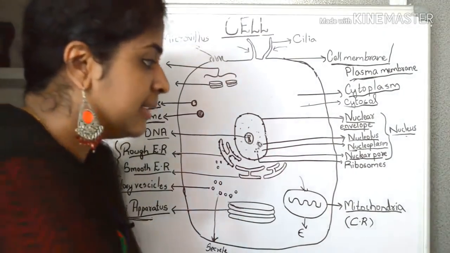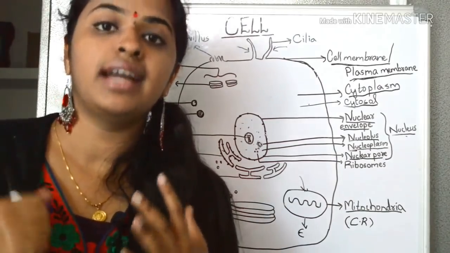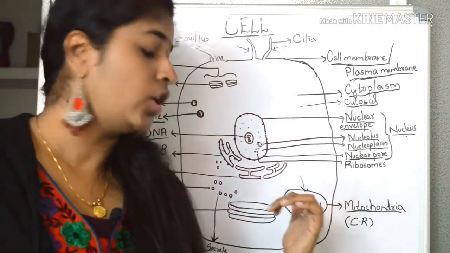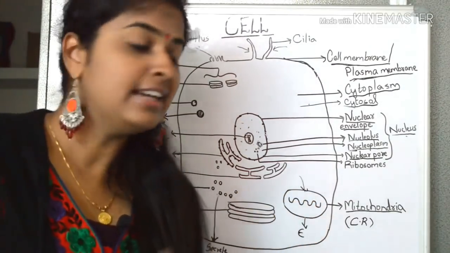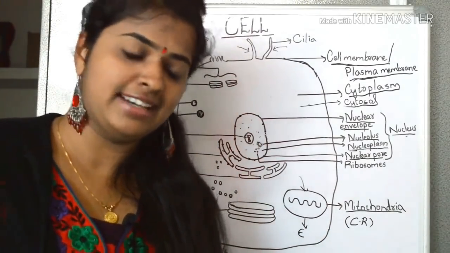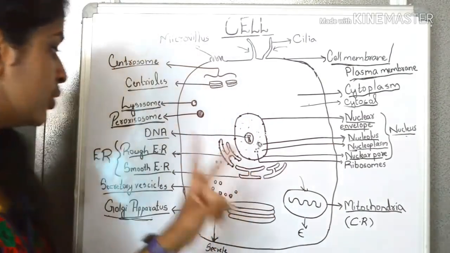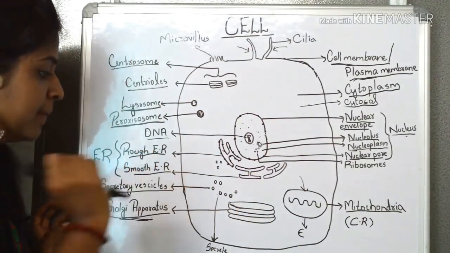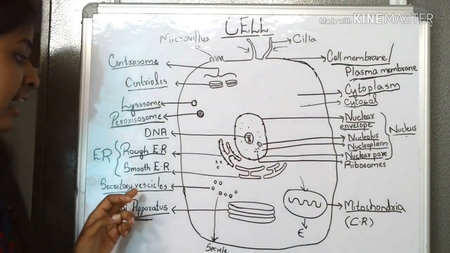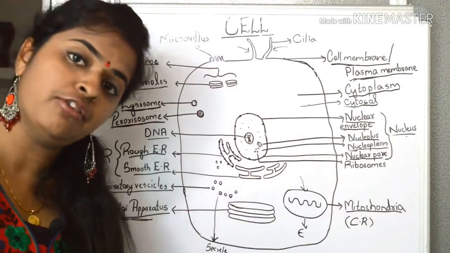Now we have talked about mitochondria, the powerhouse of the cell, where 90% of chemical reactions occur and energy is released. And next we talked about the endoplasmic reticulum, of which there are two types, rough endoplasmic reticulum and smooth endoplasmic reticulum. These help in the formation and folding of proteins.